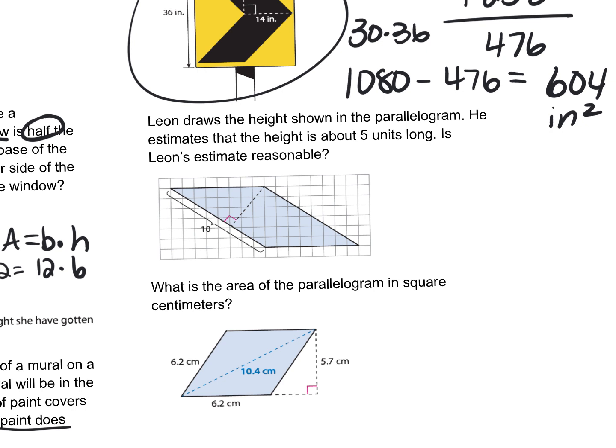Okay, the next one says, Leon draws the height shown in the parallelogram, and he estimates that the height is about 5 units long. Is Leon's estimate reasonable? So I'm trying to find out if 5 units is a reasonable estimation for this one. Well, I'm just estimating, it's not exact, but when I look at this, I go 1, 2, 3, 4. Well, 4 is pretty close to 5, and since I'm estimating it, I'm going to say that 5 is a reasonable estimation because there are parts and pieces there. So yes, it would be a reasonable estimation.